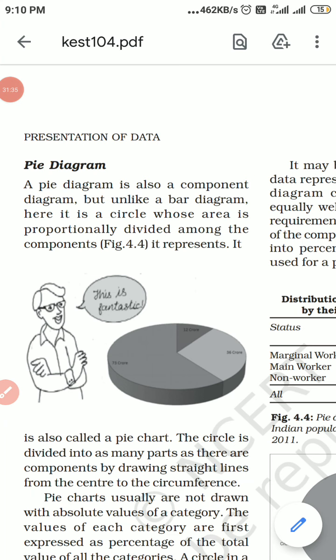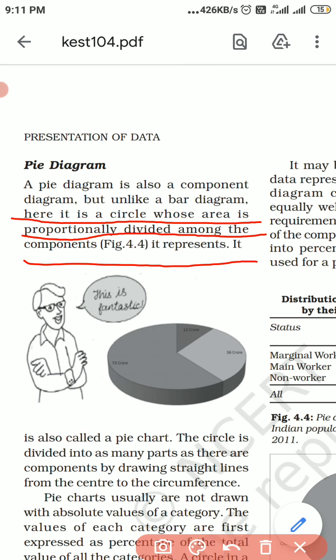Next is the pie diagram. In the pie diagram, we are showing the information in a circle by dividing the circle into different parts. So you can see the area is proportionally divided among the components. So we have to calculate the percentage. If not given, then it should be converted into the different degrees of the angles, so that we can divide the circle in different angles.